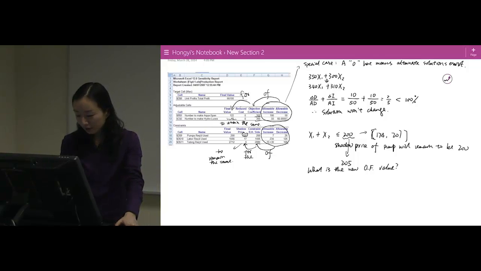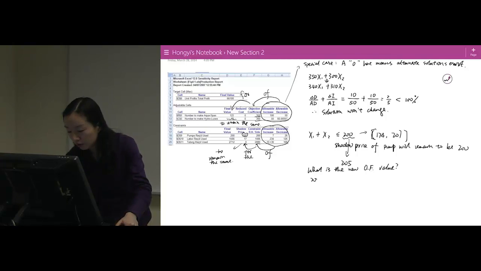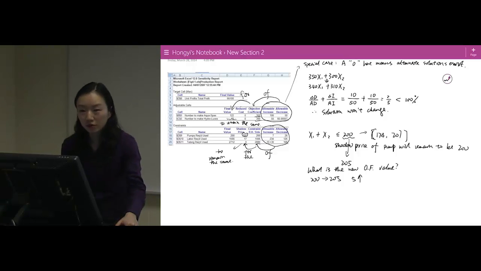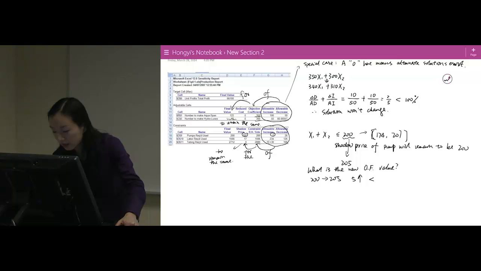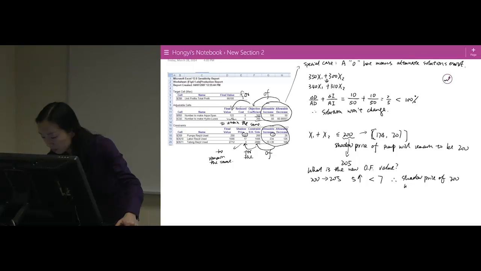What we know is that first we need to check whether this change is within the allowable increase. From 200 to 205, that's 5 units of increase, and we find out the allowable increase is 7. So that means it is less than 7. Therefore, the shadow price of 200 remains the same.